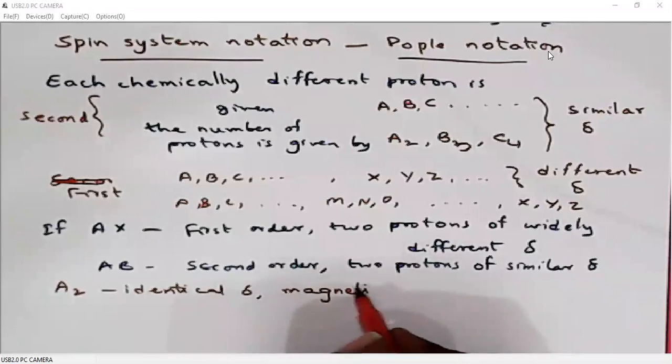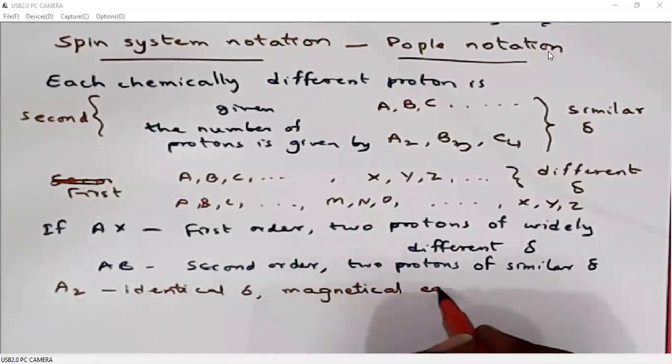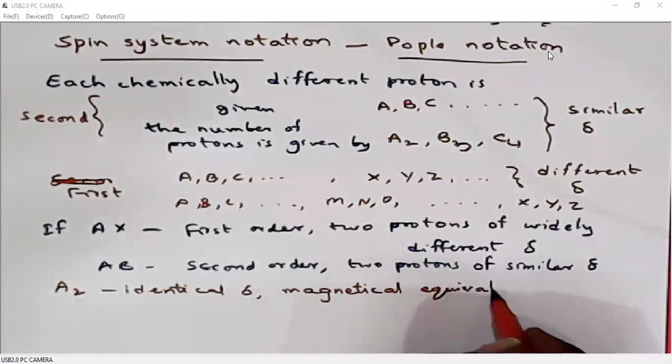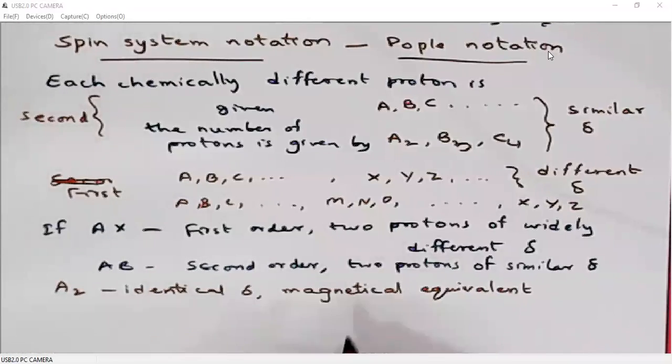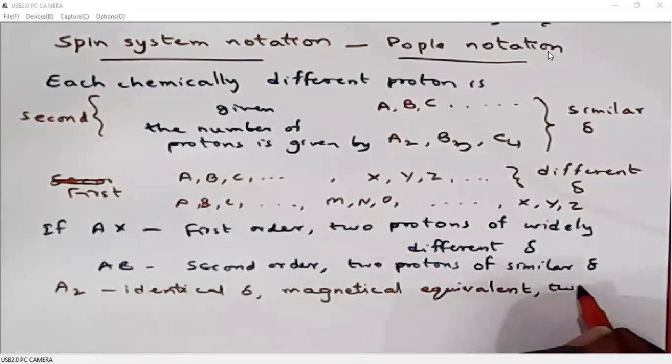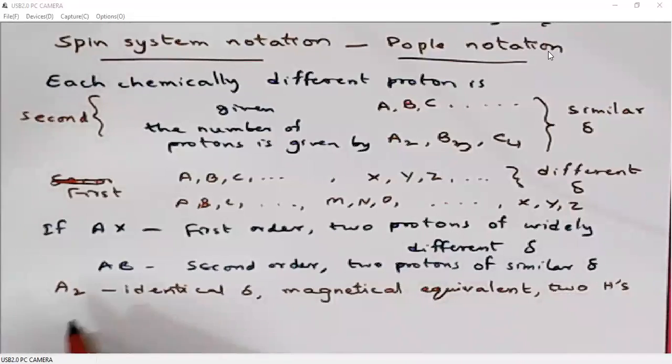When two different protons are chemically equivalent, then we will get only one signal instead of two. So if there are two such chemically equivalent protons, we will label it as A2. If there are three such protons, we will label it as A3. If there are four such chemically equivalent protons which are giving only one signal, then we will label it as A4. So it depends on the number of chemically equivalent protons.